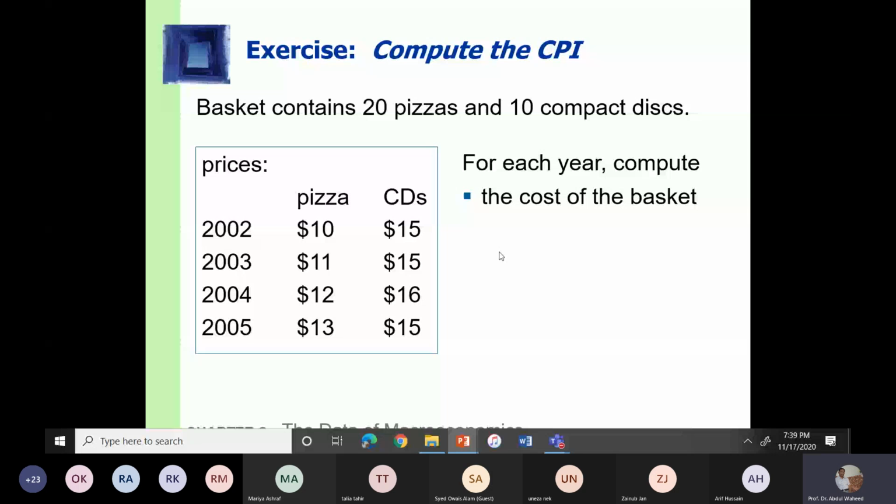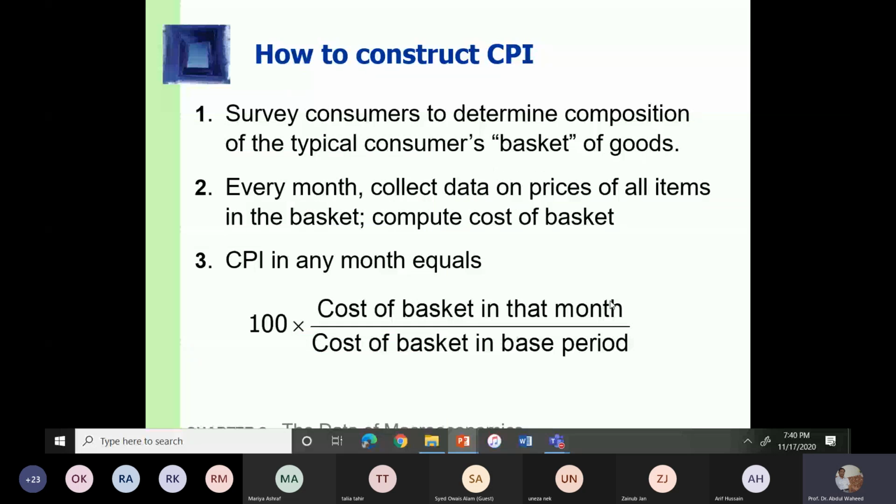Write down this: CPI equals cost of basket in that period, or in that month or year. हमारे केस में now we have year. It could be monthly, it could be yearly. And then cost of basket in base period. So in our case, it will be year. And then multiply by 100. Just note down this: CPI equals cost of basket in that month divided by cost of basket in base period, multiplied by 100.